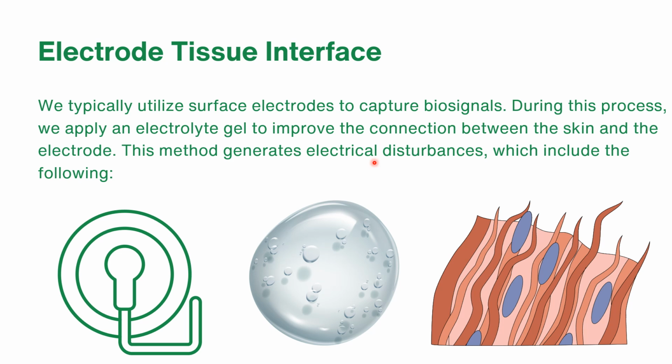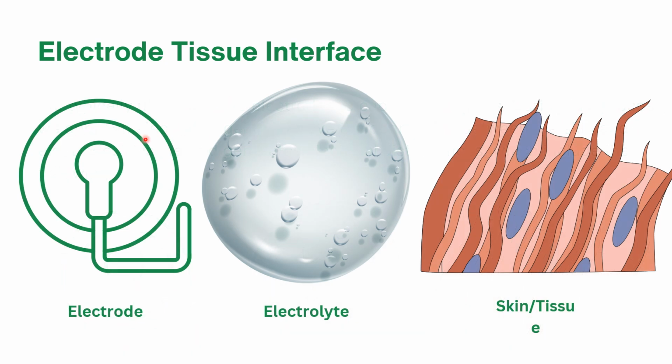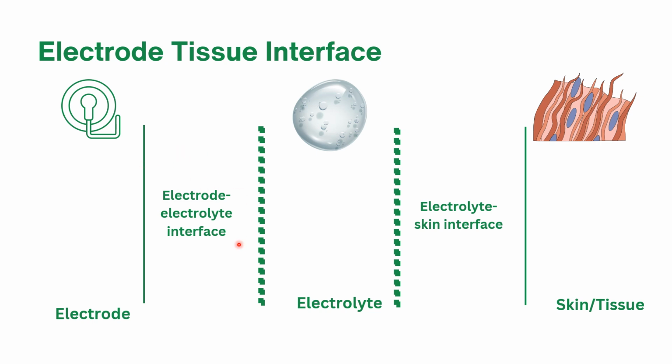So we have to create a setup in such a way that these electrical disturbances are removed. So how do we find out the electrical disturbances? To start with, we will see that one by one. First, this is the entire thing, the electrode tissue interface. In that, we are going to see the interfaces.